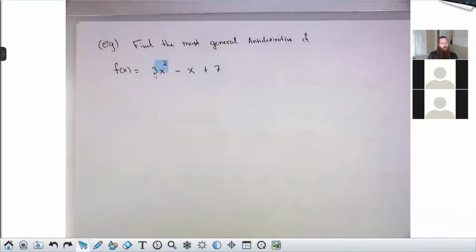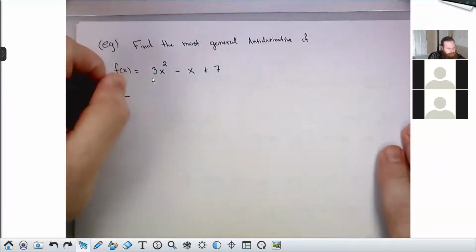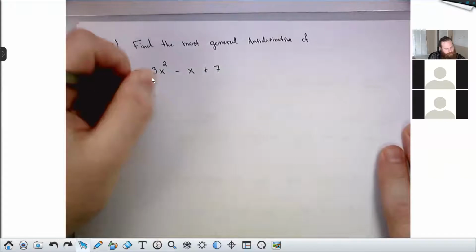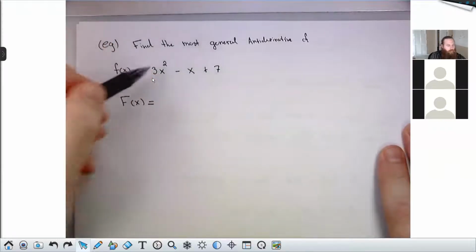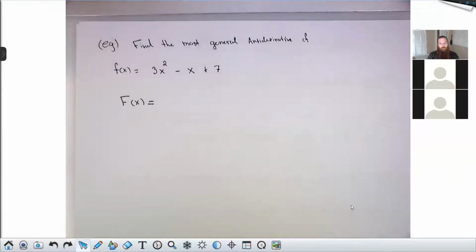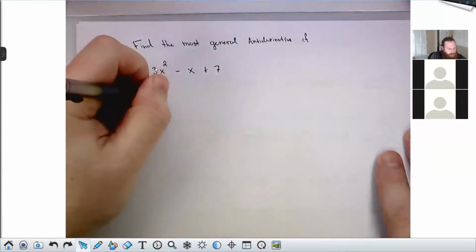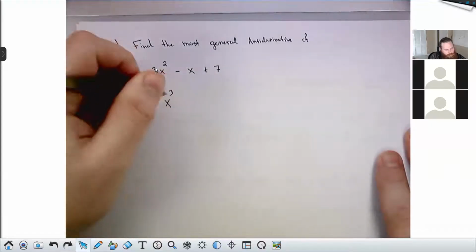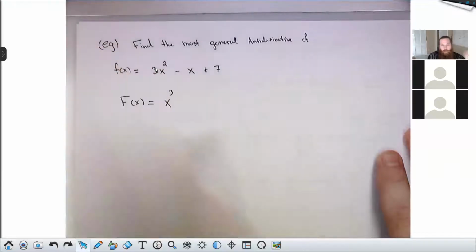Well, what function has derivative 3x squared? Who, when you take his derivative, gives you 3x squared? Yeah, x cubed, right? The derivative of x cubed is 3x squared. So the core antiderivative for 3x squared is x cubed.